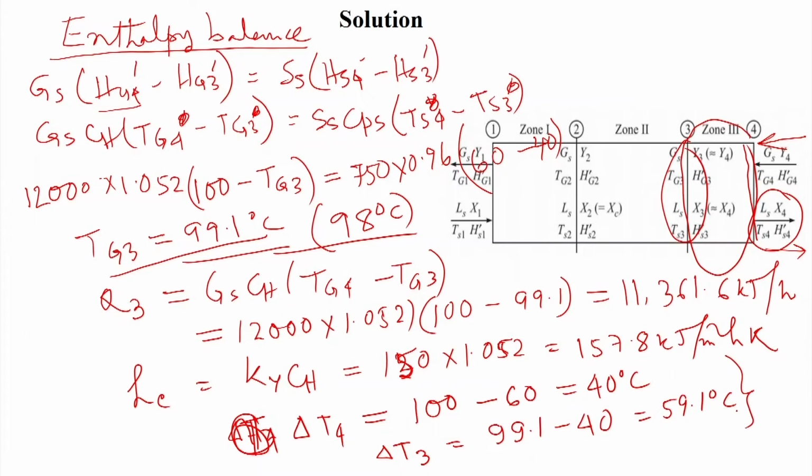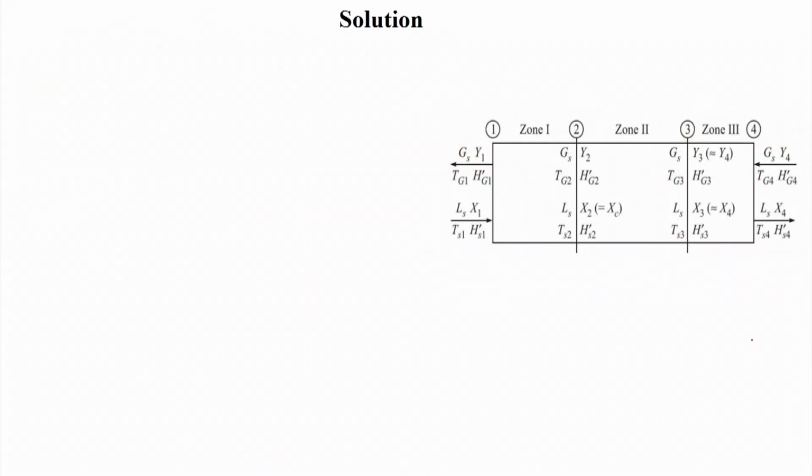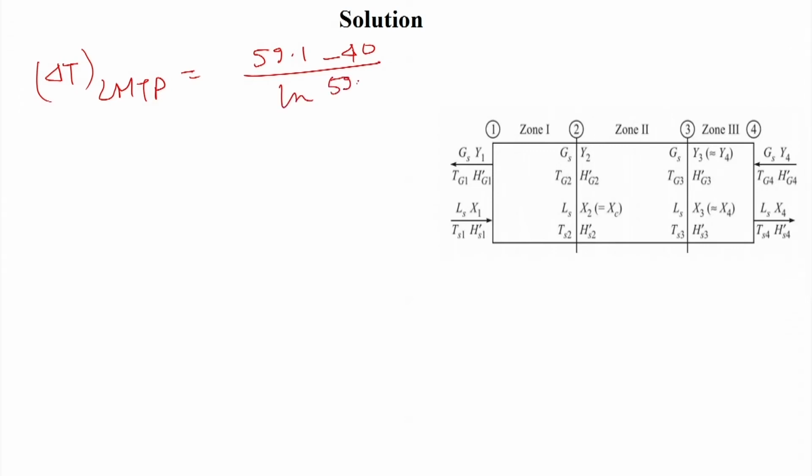From here we will get the LMTD, delta T LMTD, which will be 59.1 minus 40 divided by ln 59.1 by 40. So, this is coming out as 48.9 degree Celsius. In this zone the temperature driving force is 49 degree Celsius.